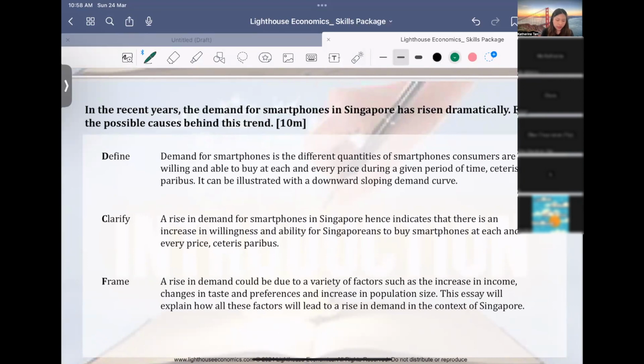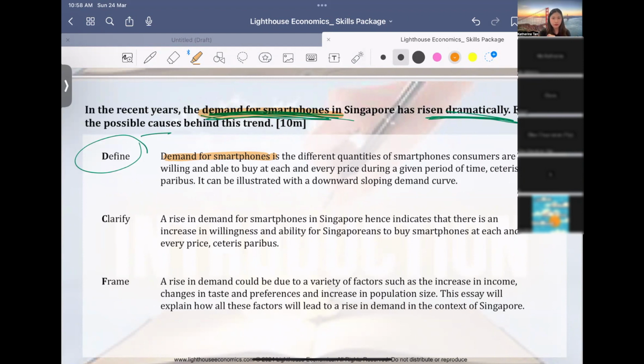Concept: you know that there is demand for smartphones, and that it has risen dramatically. They need causes. So first, define the economic concept you need to define: demand for smartphones. Demand for smartphones is the different quantities of smartphones consumers are willing and able to buy, ceteris paribus, illustrated by a downward sloping demand curve. So you define the key economic term that the whole essay is going to be around.